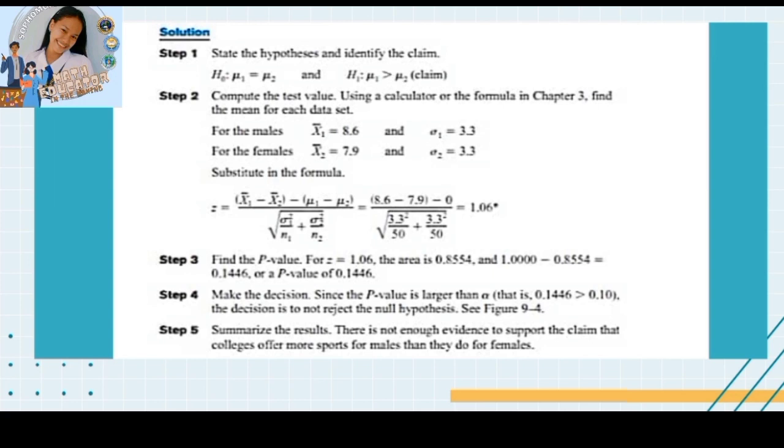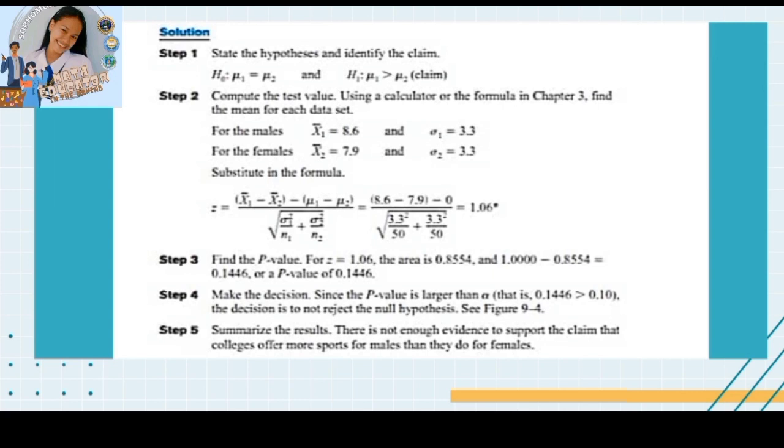So (8.6 minus 7.9) minus 0, all over the square root of 3.3 squared divided by 50 plus 3.3 squared divided by 50. This results in 1.06. Now, the third step is to find the p-value. For our test value 1.06, the area is 0.8554, and 1 minus 0.8554 equals 0.1446. Therefore, our p-value is 0.1446.